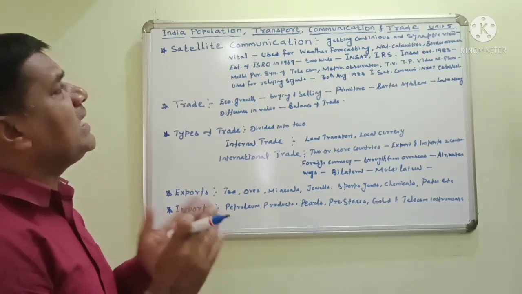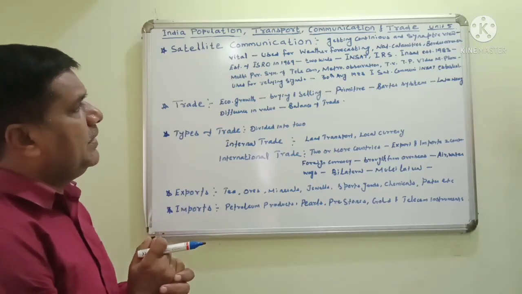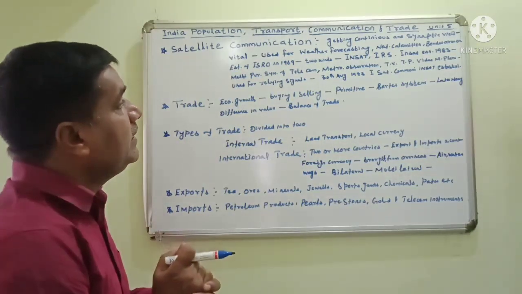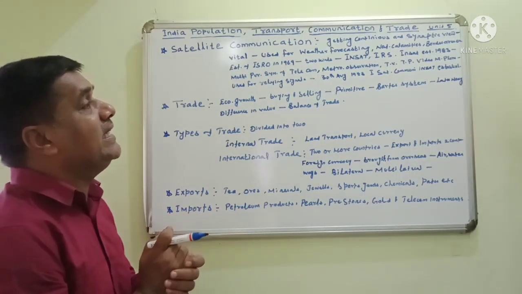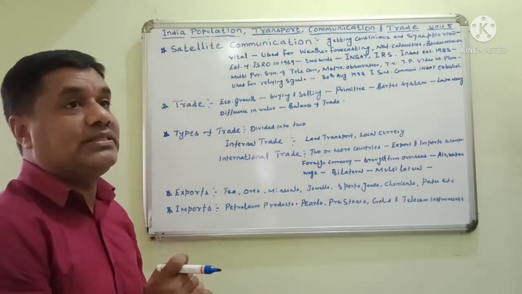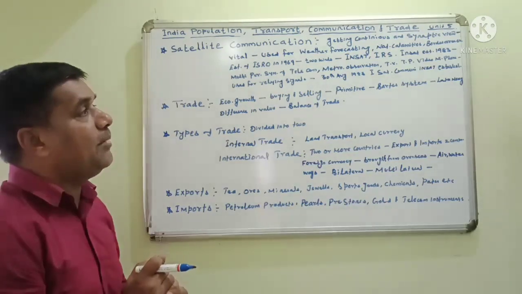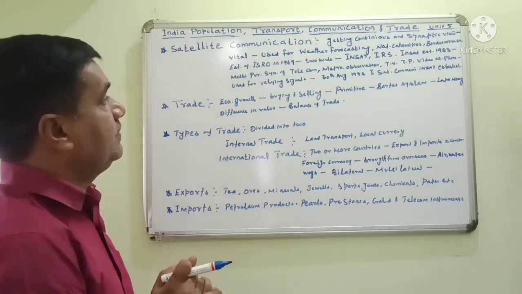On the 30th of August 1983, the first satellite communication system, INSAT, was established. Indian National Satellite was established. Noted.